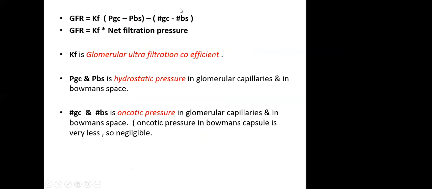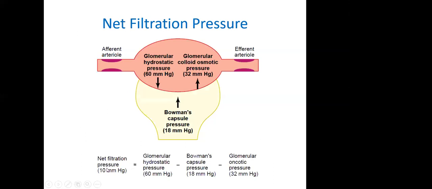As I already told, since the Bowman's capsule oncotic pressure is very, very negligible, we are omitting it. So the net filtration pressure of a normal kidney is 10 millimeters of mercury. So the next question comes: what is glomerular hydrostatic pressure and what is glomerular oncotic pressure?